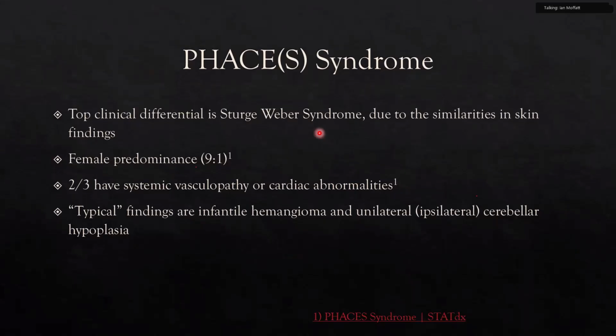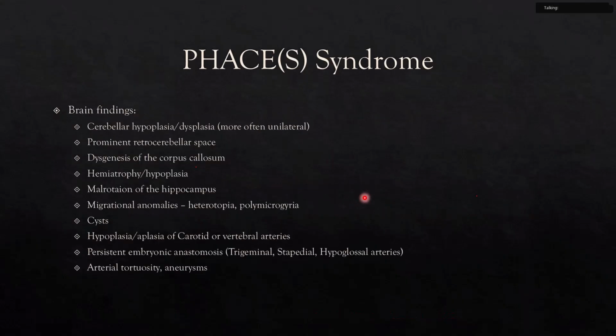The typical clinical diagnosis of exclusion or differential diagnosis is Sturge-Weber syndrome due to the similarities in skin findings. There's approximately a 9-to-1 female predominance, and 2/3 have a systemic vasculopathy or cardiac abnormalities. And the typical findings are an infantile hemangioma and unilateral ipsilateral cerebellar hypoplasia. So a ton of possible brain findings.